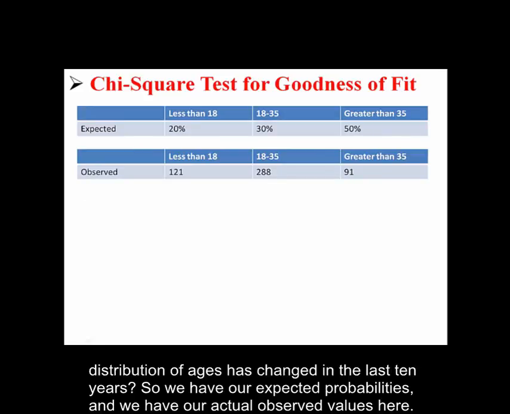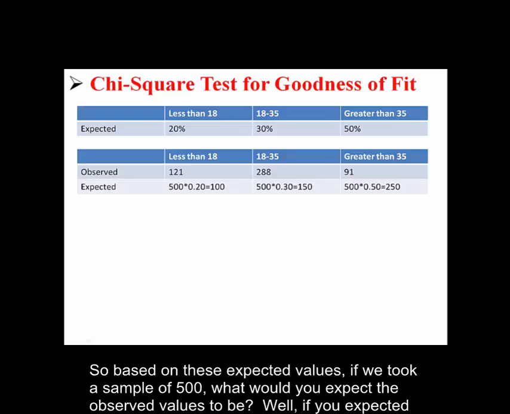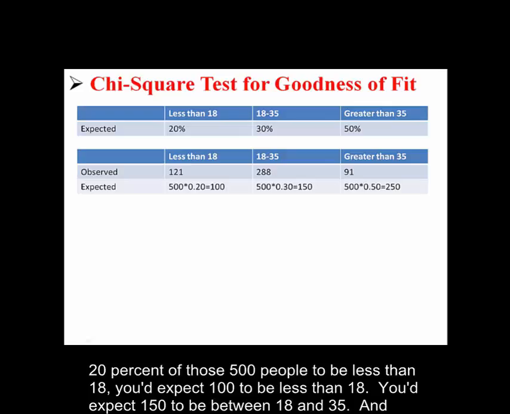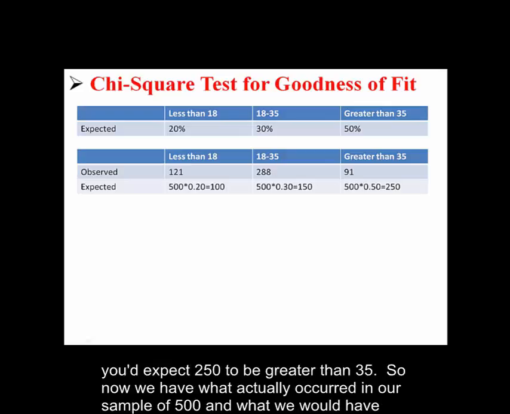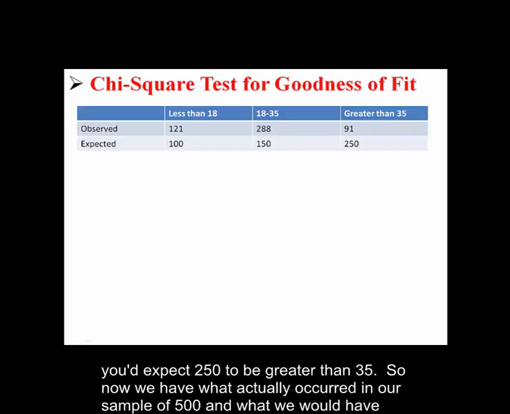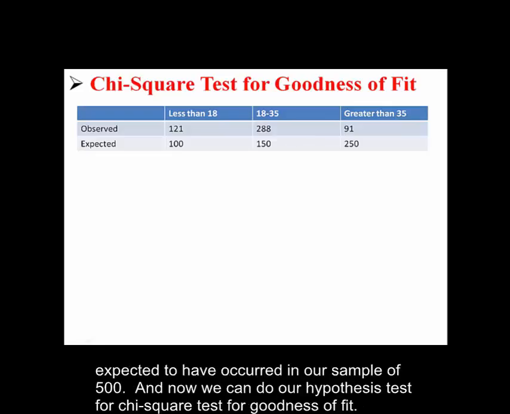So, we have our expected probabilities, and we have our actual observed values here. Based on these expected values, if we took a sample of 500, what would you expect the observed values to be? Well, if you expected 20% of those 500 people to be less than 18, you'd expect 100 to be less than 18. You'd expect 150 to be between 18 and 35, and you'd expect 250 to be greater than 35. So now we have what actually occurred in our sample of 500 and what we would have expected to have occurred in our sample of 500.